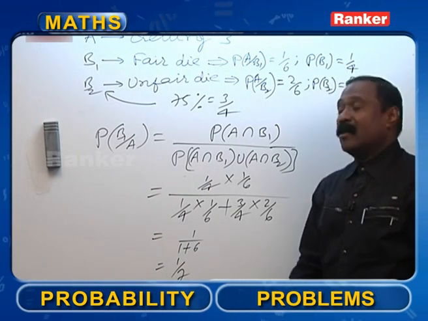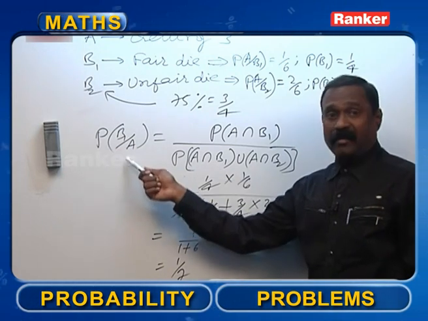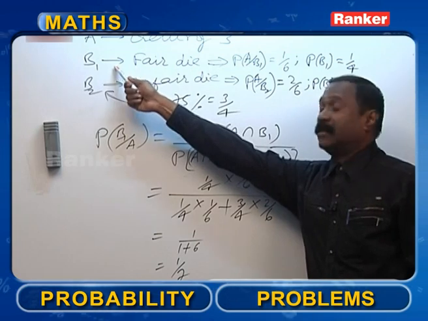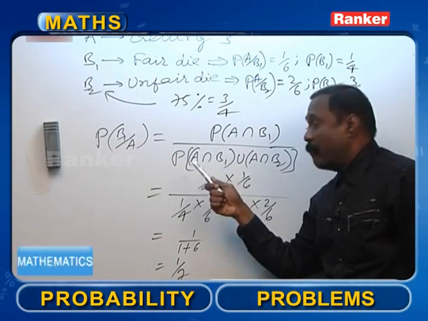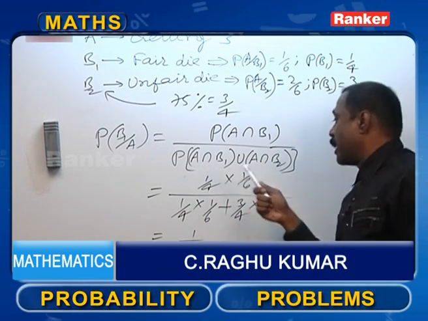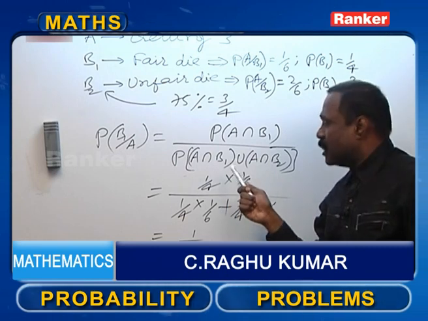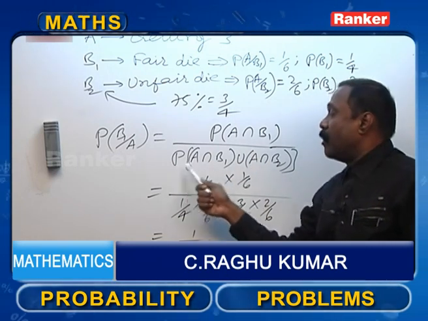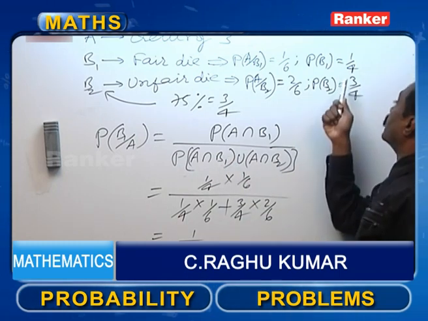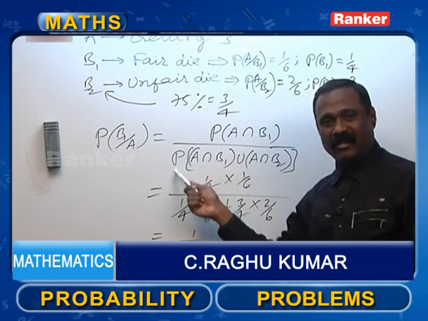Now let me apply. What is our requirement here? The occurrence of event A, that is getting number 3, must happen with the fair die. That's what we want. But the occurrence of event A may happen with B1 or with B2. That is why I wrote both. That or becomes plus. And what is P of B1? It is 1 by 4. Conditional probability, please.